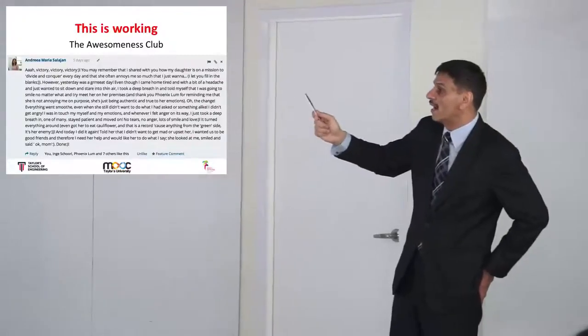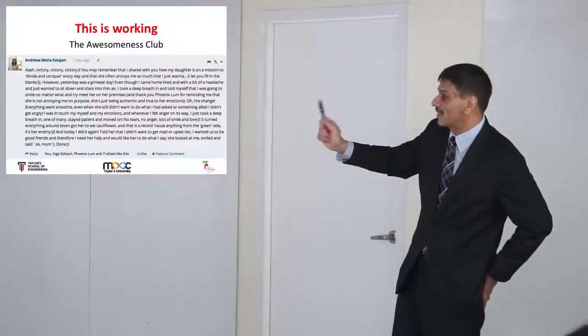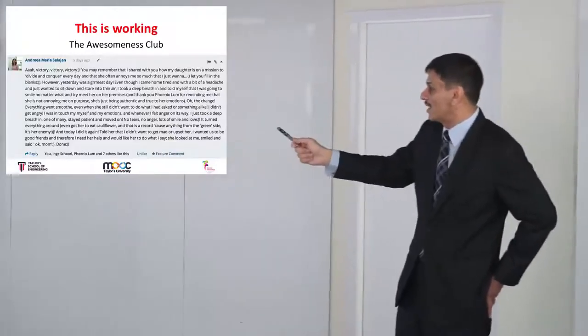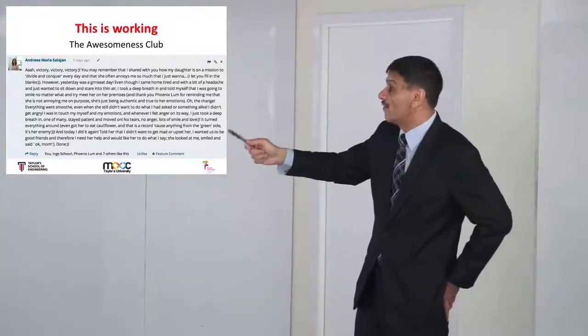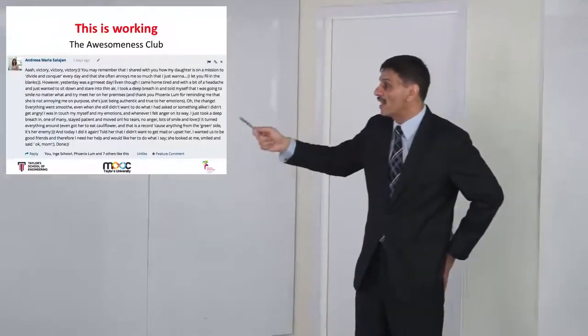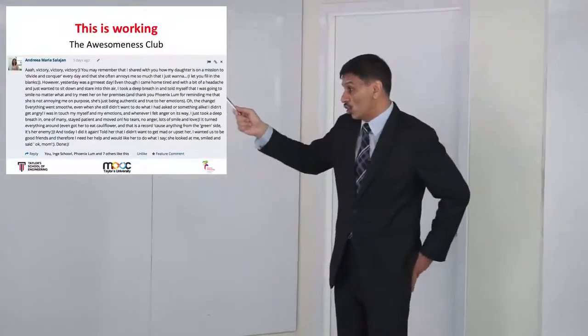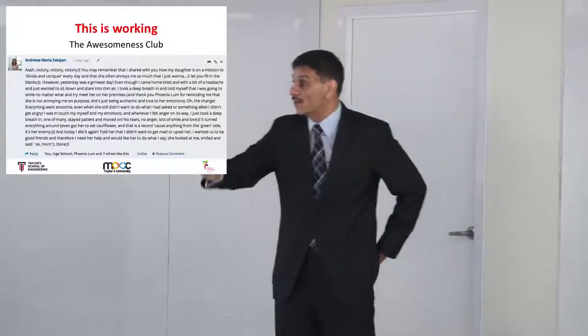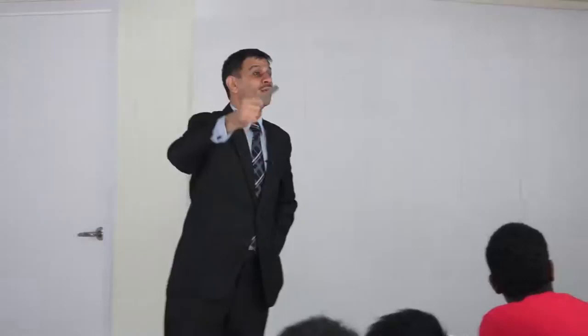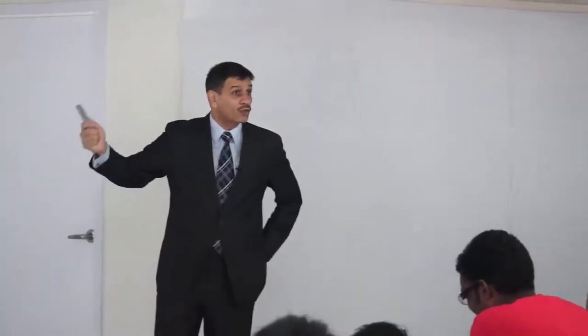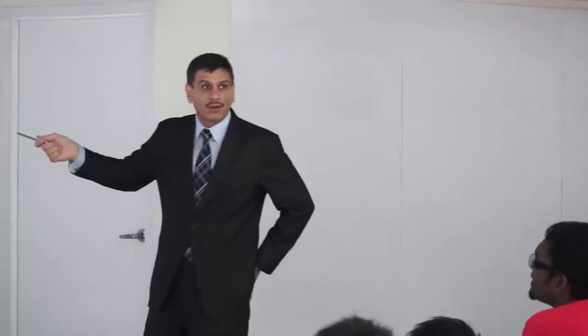And today, I did it again. Told her that I didn't want to get mad or upset with her. I wanted us to be good friends. And therefore, I need her help and would like her to do what I say. She looked at me, smiled, and said, okay, mom, done. Now, I think what Andrea did, she took the self-management part into the relationship management, and these are things that we are going to put more emphasis on. So this is something that she has shared. And I really would like you guys to share if there is something of that nature.